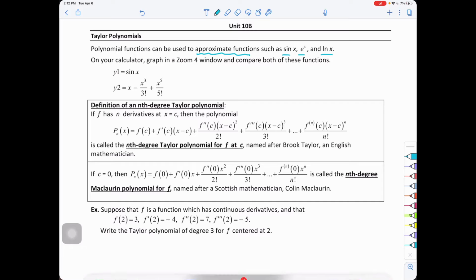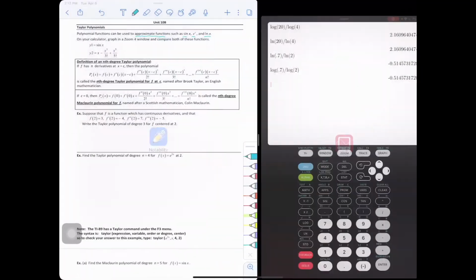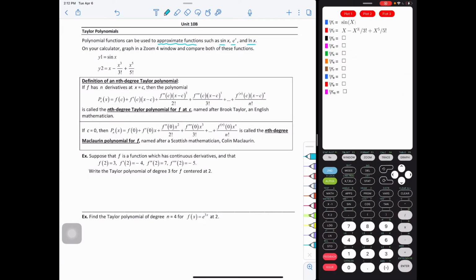Okay, so I went ahead and, you can pause the video if you like, I put both of those functions under the y equal button. So the sine of x is in y1, and y2 is x minus x cubed divided by 3 factorial plus x to the 5th divided by 5 factorial. And don't forget that the factorial can be found under math, arrow over to probability, and I believe it's number 4, but you can take a look.